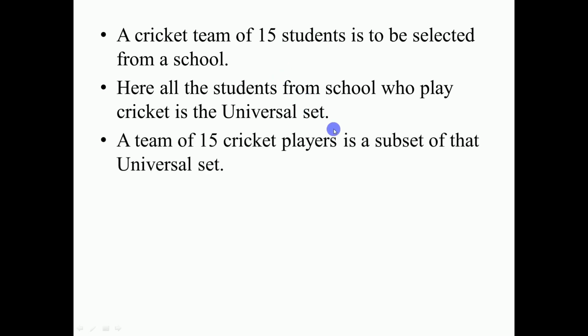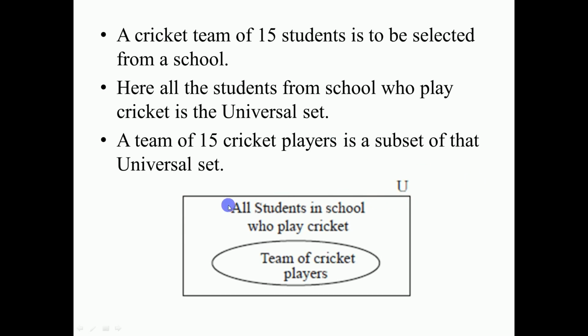So here a team of 15 cricket players is a subset of that universal set. Subset means a small part of your universal set, or you can consider it as another set having 15 students. So here it is. This is a rectangle in which all the students in your school who play cricket lie. Consider the 50 students we have taken. Here your 50 students who play cricket lie, out of which we have selected only 15. So here lies another set of the students selected for your cricket team. Out of 50 students, only 15 have been selected. So here is the set of the 15 students.